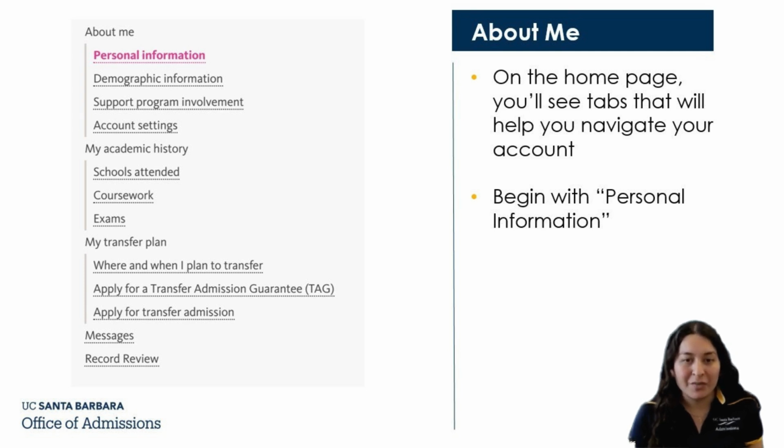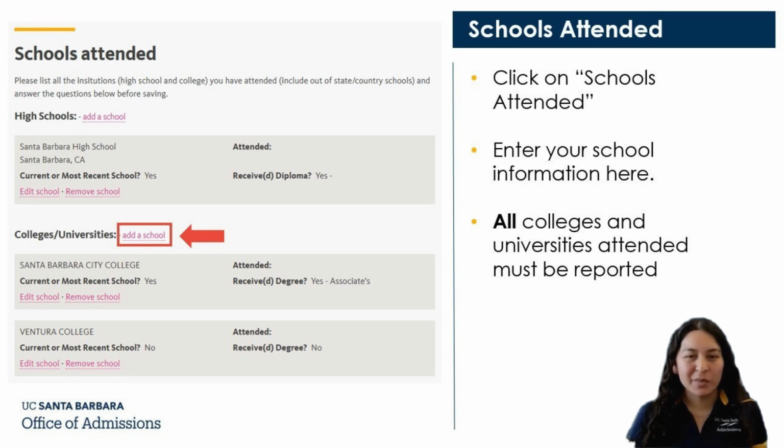Begin with the Personal Information tab. Fill out the About Me section of the planner as best as you can, as this allows UC campuses to reach out to you with special programming and events. In the Academic History section of the planner, click on Schools Attended to enter your school information. Transfer applicants are required to have graduated high school or its equivalent, but we do not use high school coursework in the transfer admission evaluation process.